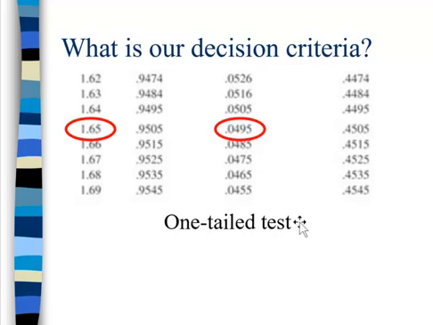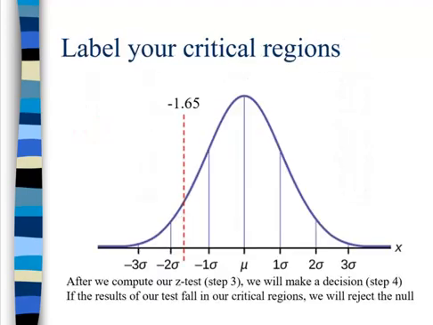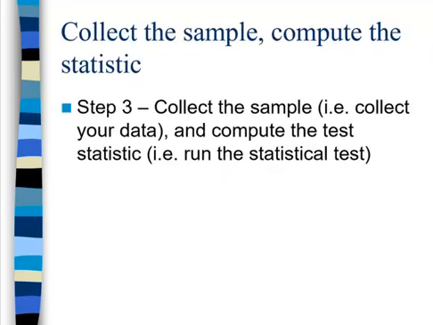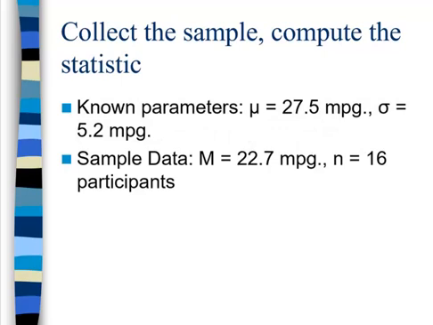Well, that value that's closest to 0.05 without going over is 0.0495. So that gives us a Z critical value of 1.65, but really negative 1.65. So again, anything less than that, when we compute our statistic, we're going to reject the null. Anything greater than that, we're going to fail to reject. So again, we're going to compute our test statistic.